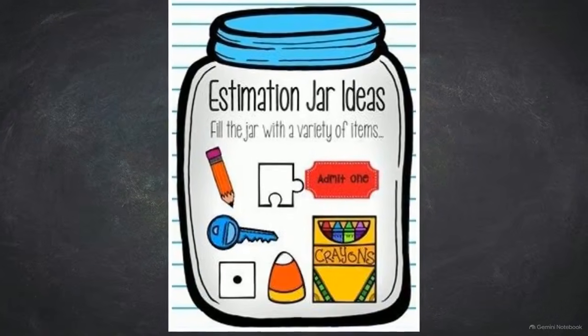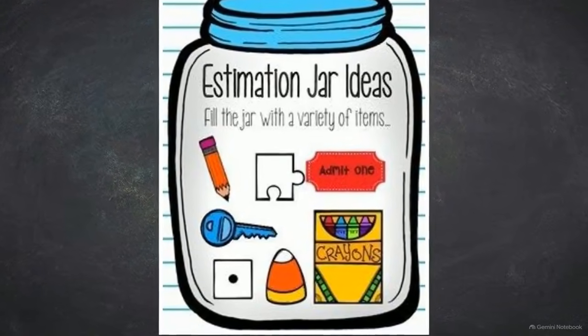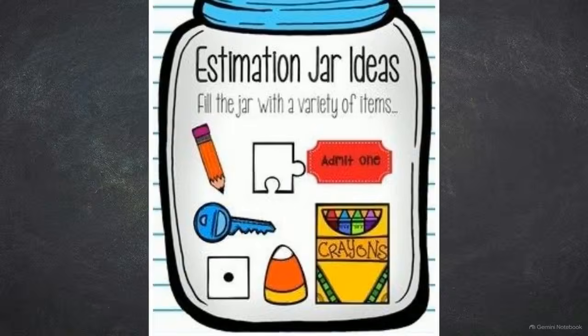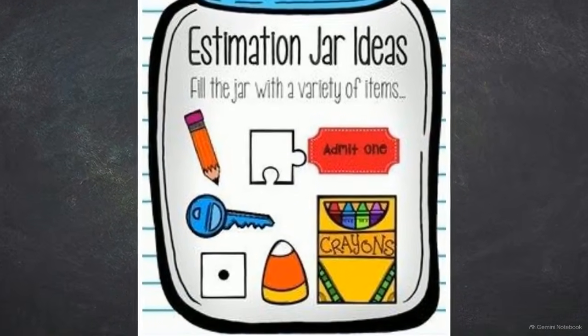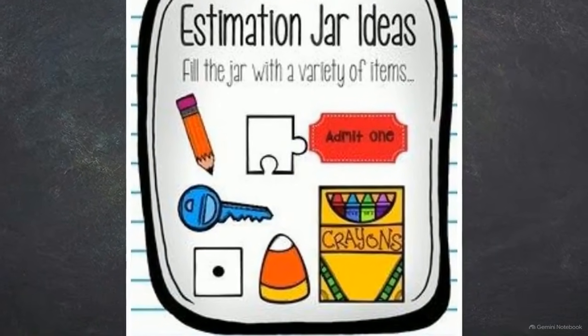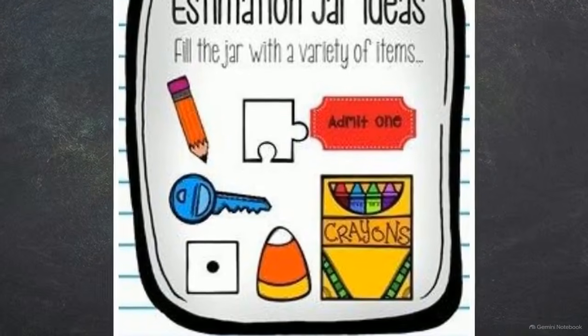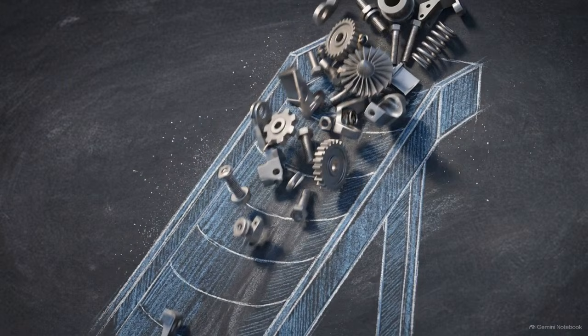Look at this estimation jar. If you had to guess the average length of the items inside, the mismatched keys, crayons, and puzzle pieces make it difficult to find a single reliable number. Scale that problem up to an industrial level.